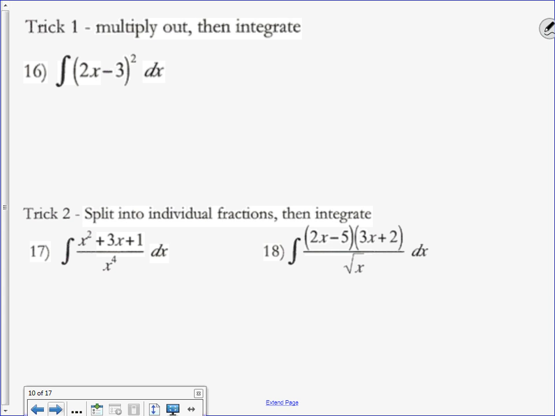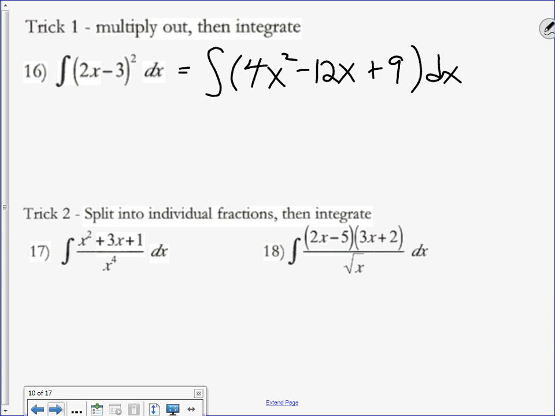So, do you guys know what you get if you square out 2x minus 3? If you square 2x minus 3, what's the first term? 4x squared. Right, you always get the first term squared. Twice the product to the middle term. And then plus 9. All right, now we can integrate term by term, right? So, let's get the antiderivative. But we had to multiply it out first.